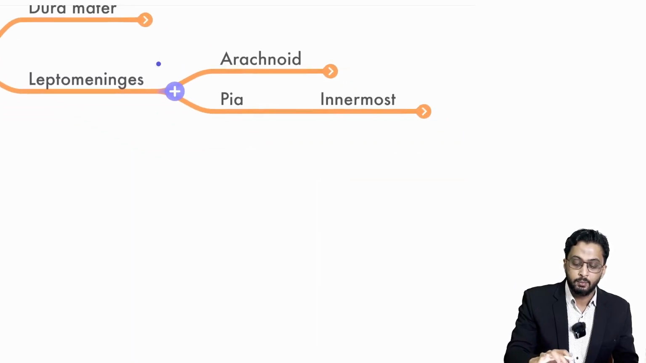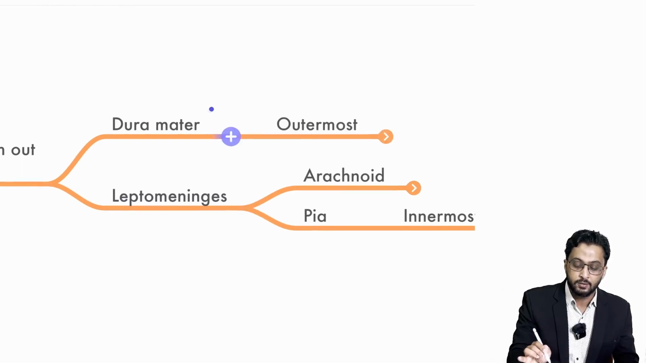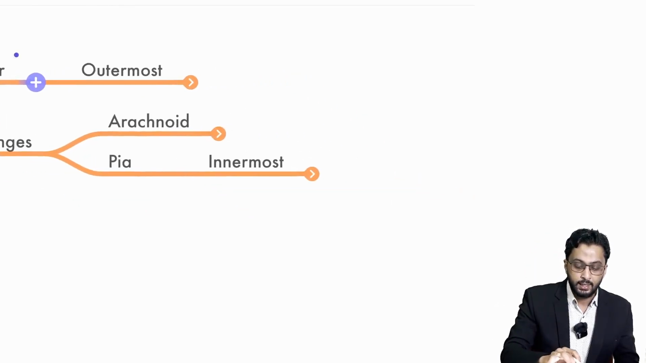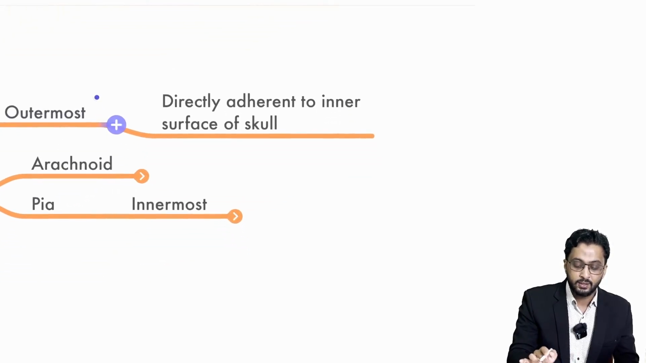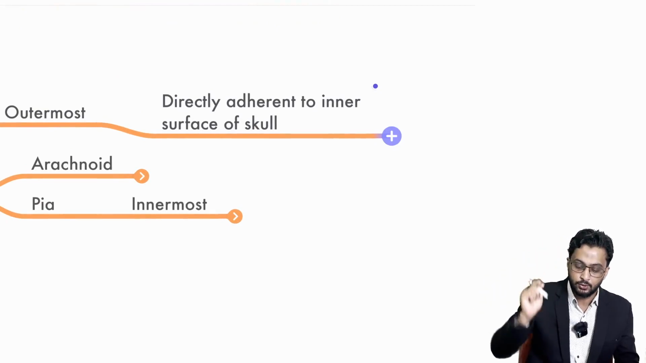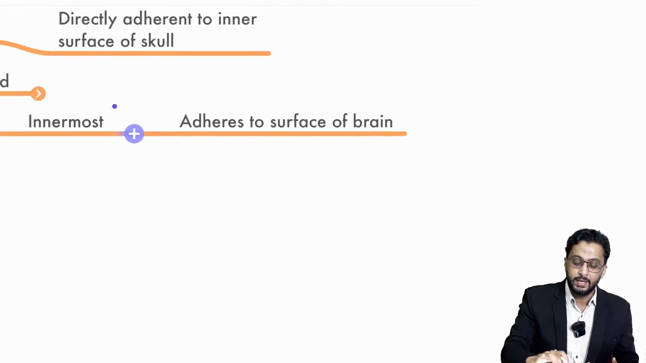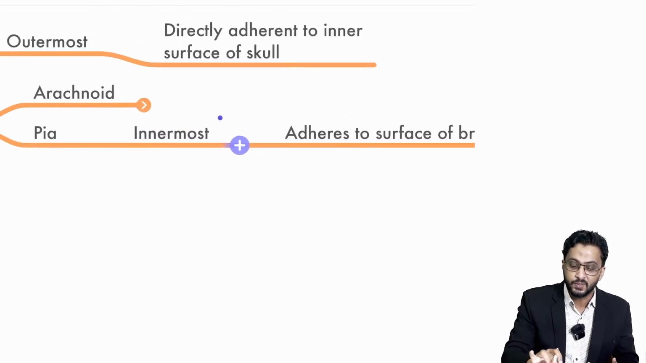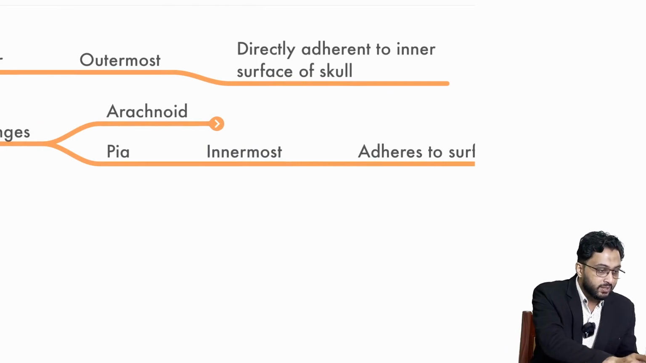So arachnoid and pia is the leptomeninges, and dura mater is the outermost. I'll just give you an understanding here: dura mater is directly adherent to the inner surface of your skull. I'll show you the image very soon. Whereas the pia is the innermost, which adheres to the surface of the brain. Now this is very important to understand. I'll come to the image for you to understand this better.